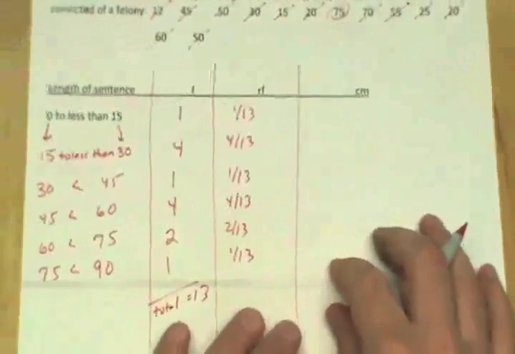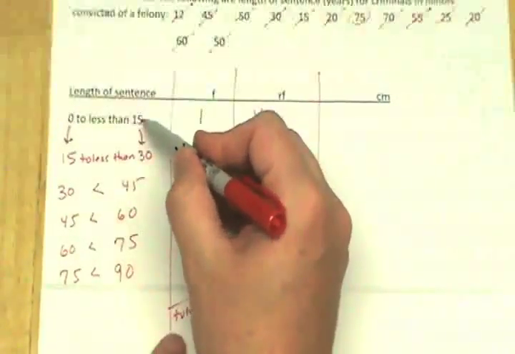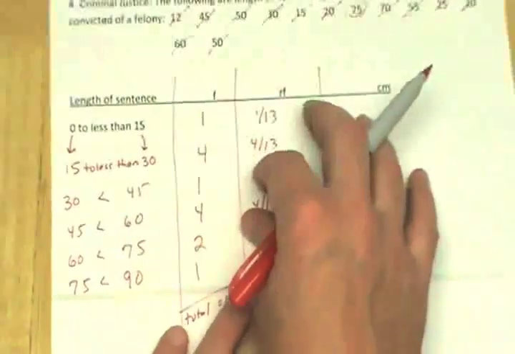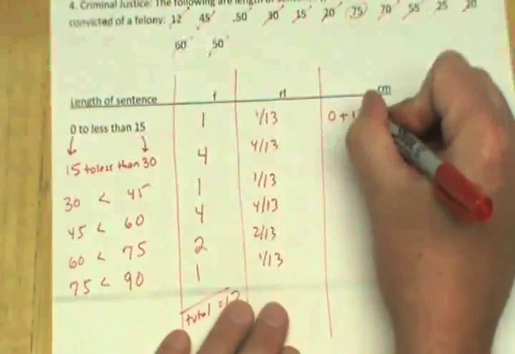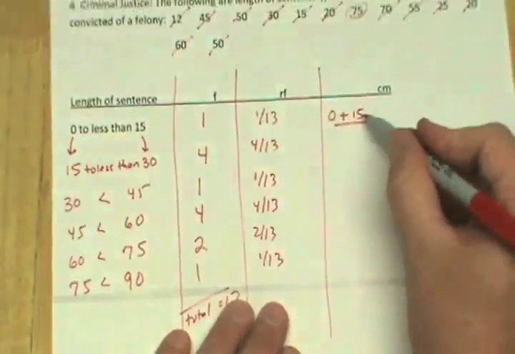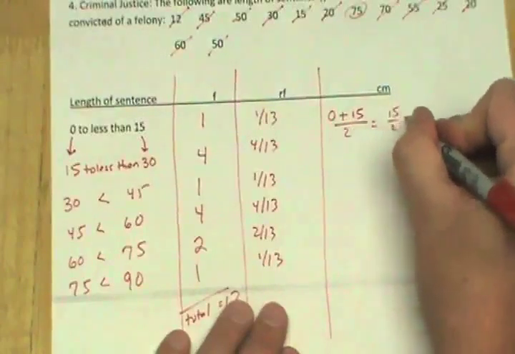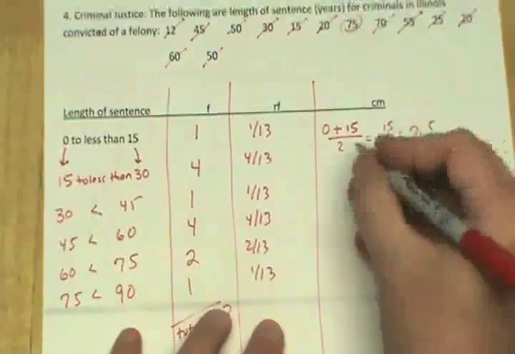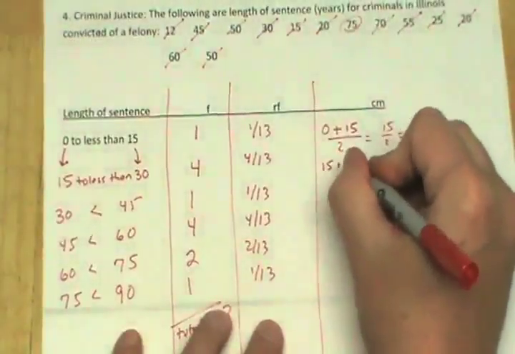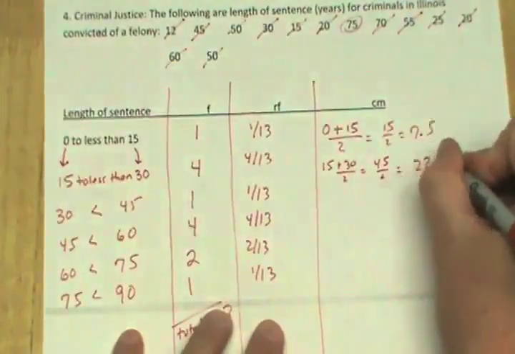Now, class midpoint, same basic idea. 0 to less than 15, a number less than 15 would really be 14.9999999. We're not going to use that, so we're just going to say the lower number of 0. We're actually going to use the 15 instead of like a 14.99999 and divide by 2. So 15 divided by 2, 7.5 for our class midpoint. And then we're going to say 15 and 30, that's 45 over 2, that's 22.5.